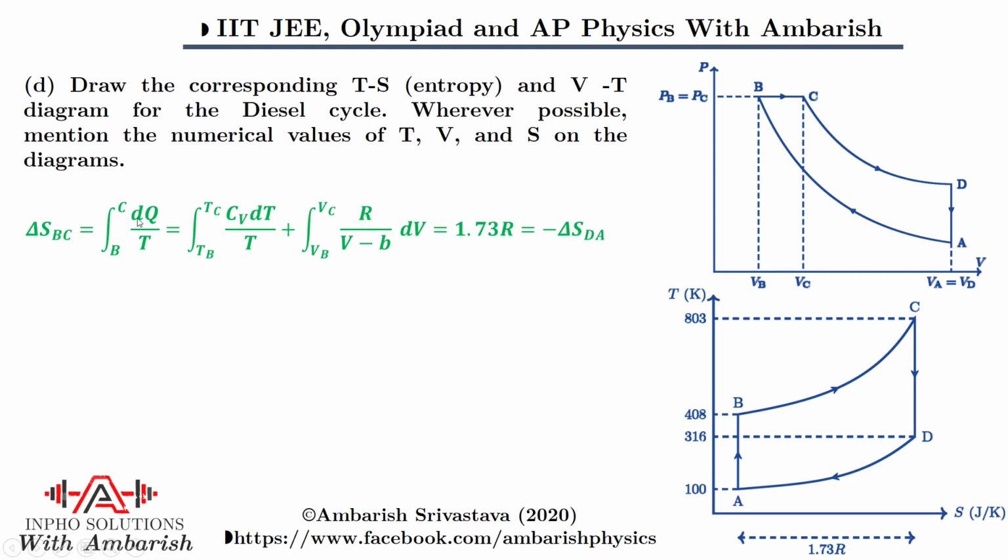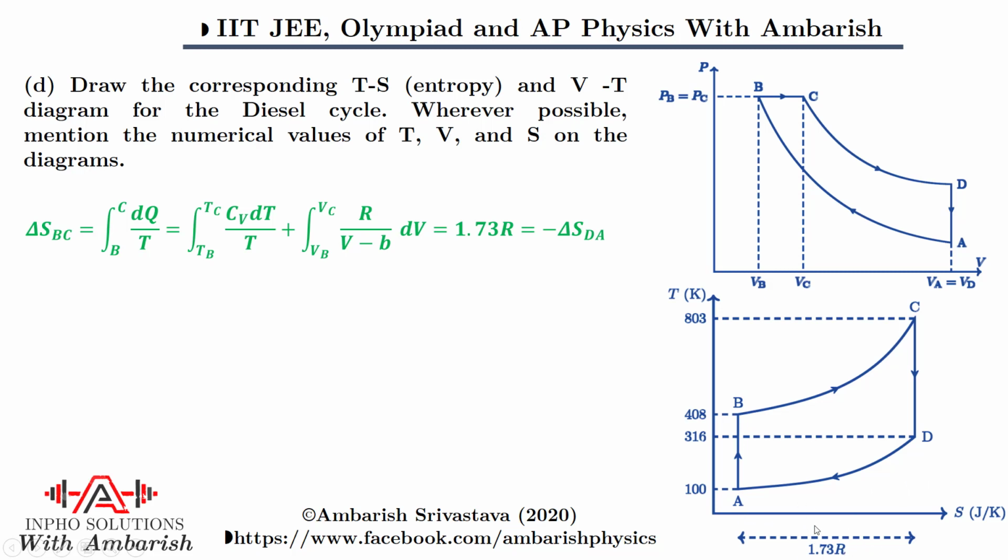So delta S from B to C is nothing but dq by T from B to C. Okay, and the dq expression we had found. We are just putting the expression for dq, that is CV dT plus R upon (V minus b) dV, and this we are integrating from B to C. And if you integrate this, all temperatures and all volumes are known from the previous parts. Just integrate and put in the values, and you get delta S is equal to 1.73 R. Okay, so from B to C, the entropy is increasing by 1.73 R.